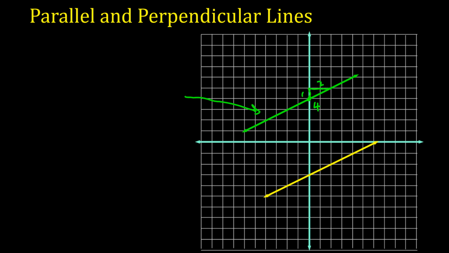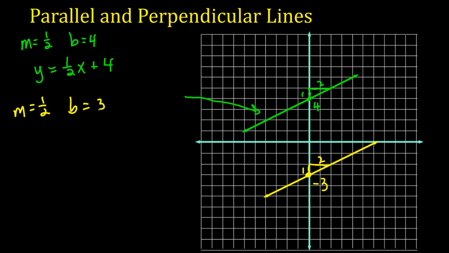So my equation is going to be, well, if my slope is 1/2 and the y-intercept is 4, that means my equation is going to be y equals 1/2 x plus 4. And then this yellow line, it looks like it crosses down at -3, and its slope is up 1 over 2 also. So the yellow line, the slope is 1/2, and the y-intercept is -3. So this equation is going to be y equals 1/2 x minus 3.